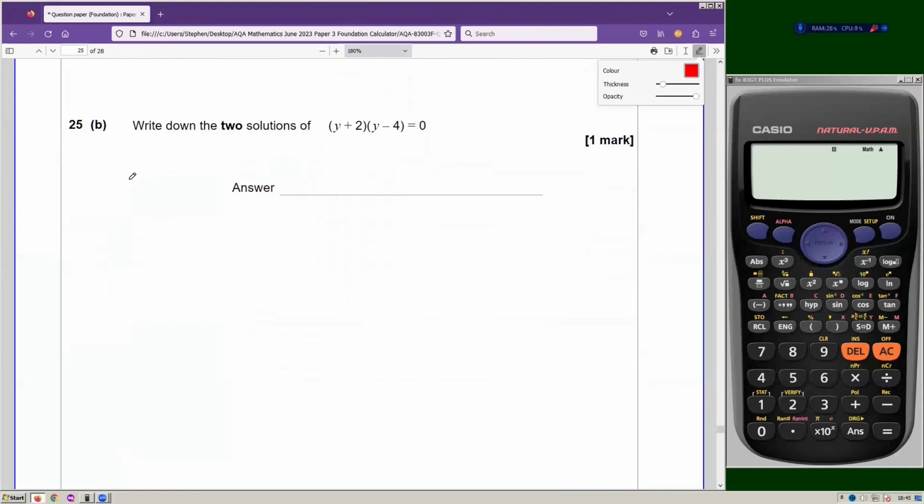25b, write down the two solutions of y plus 2, y minus 4 equals 0. Okay. Now, for this to equal 0, either this bracket is 0 or this one's 0. So y equals minus 2, because if y was minus 2, plus 2 makes 0. 0 times anything is 0. Or y equals plus 4. That's all they're after.